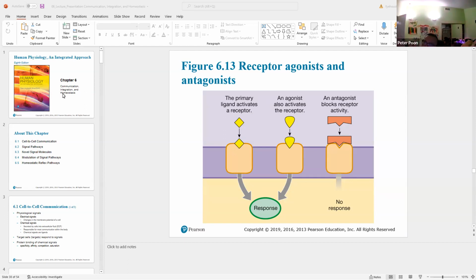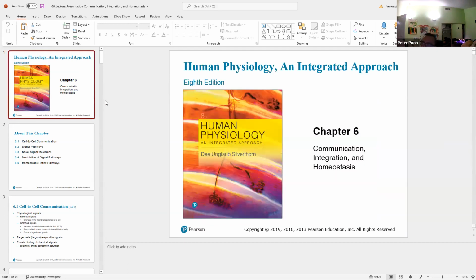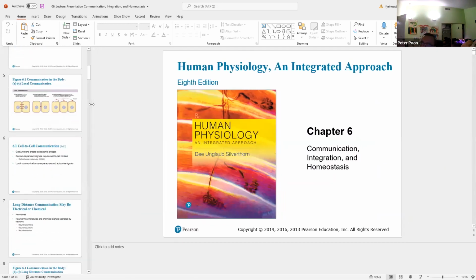Chapter 6. Another kind of long chapter, so let's try to get through it.